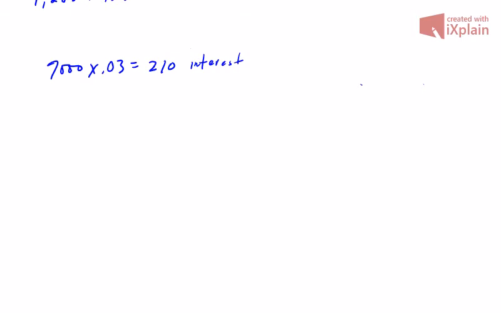Since we're basing this on $700, we're going to subtract that interest out of her $700 payment to find out what our principal is. So 700 minus 210, that's going to give us $490, reduction in balance.